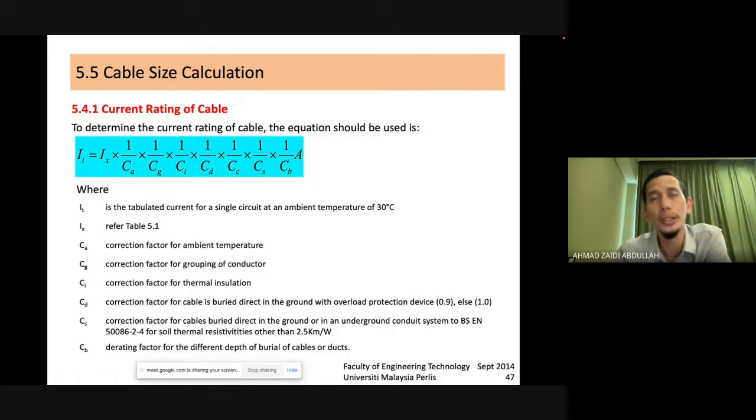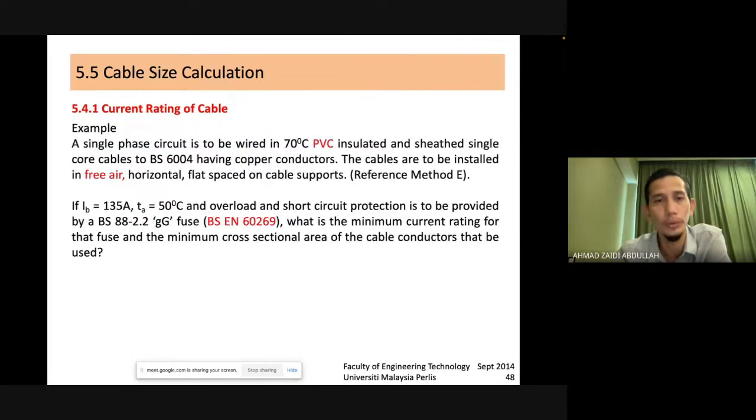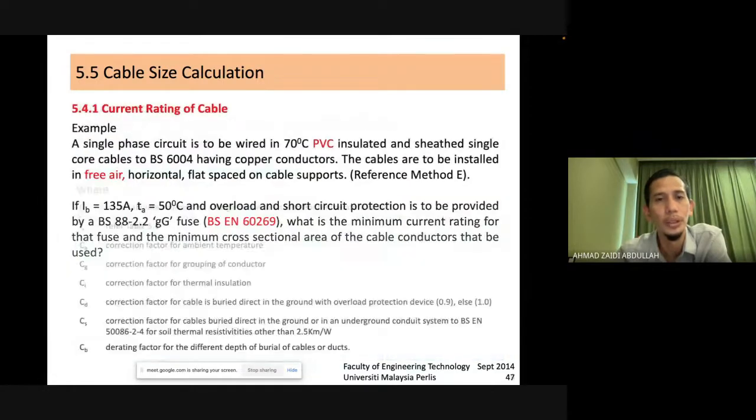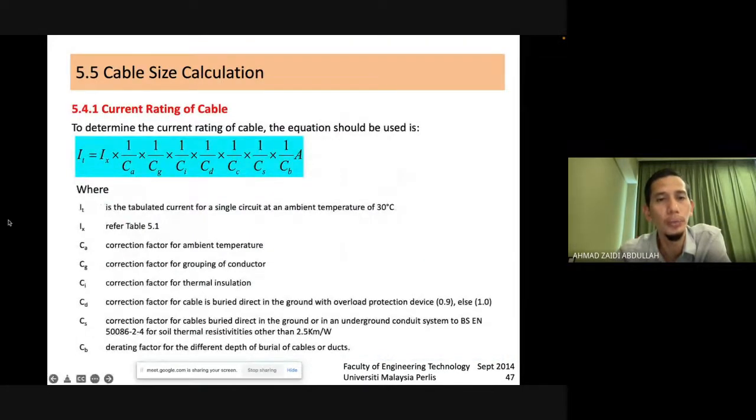You can open your regulation. Dia tunjuk table 5.1 ada tak? Sini tak ada. So kat situ dia ada tunjuk table 5.1 ni actually we want to decide either we want to use IN, the value we want to refer to IB or IN. Macam tu. So normally we use IN lah. Okay. IN protection current lah. And then we need to multiply by several number of correction factors, which is CA, CG, CI, CD, CC, CS and CB. Okay, so CA tu apa?